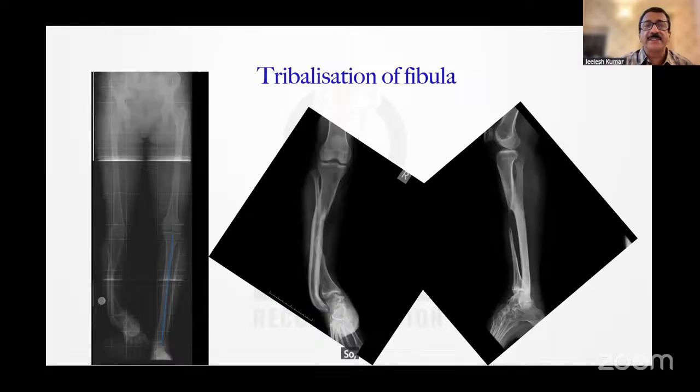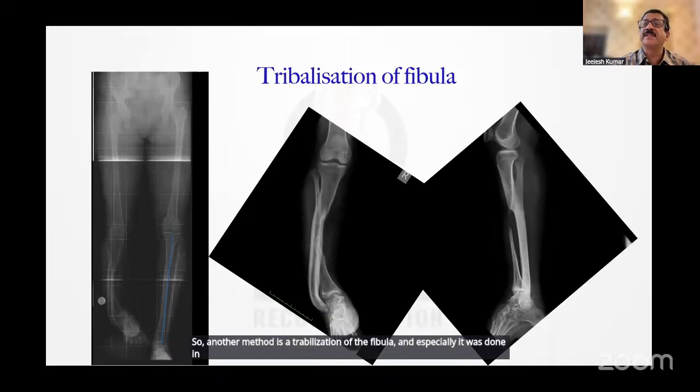So another method is a tibialization of the fibula, especially it was done in children.